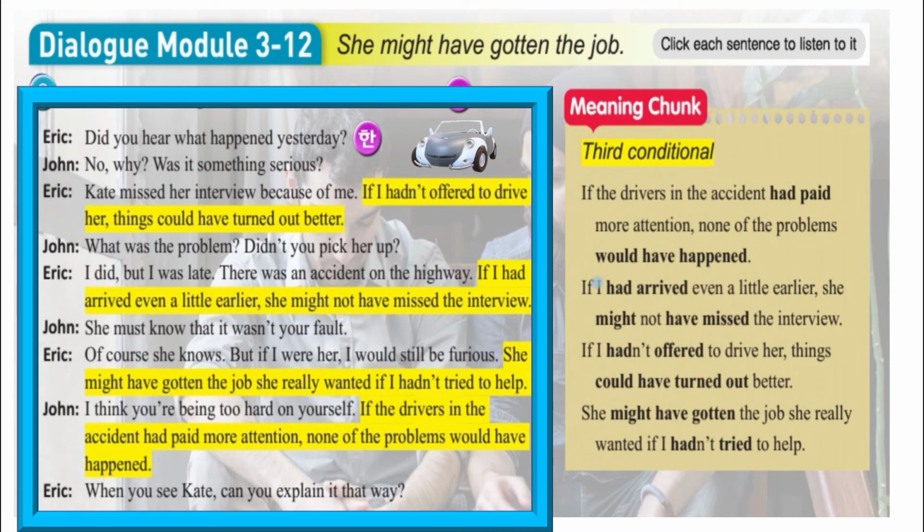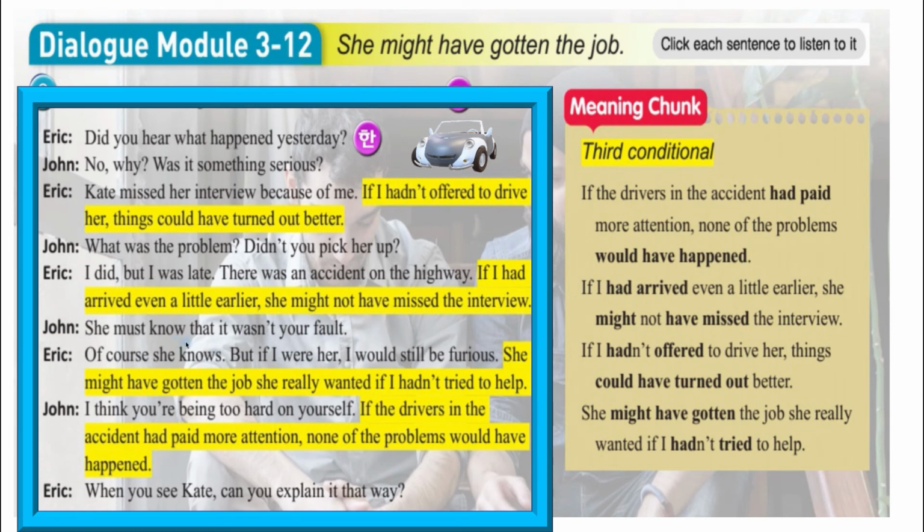Did you hear what happened yesterday? No. Why? Was it something serious? Kate missed her interview because of me. If I hadn't offered to drive her, things could have turned out better. Ooh, what was the problem? Didn't you pick her up? I did pick her up, but I was late. There was an accident on the highway. If I had arrived even a little earlier, she might not have missed the interview.